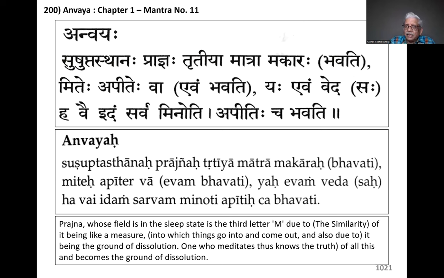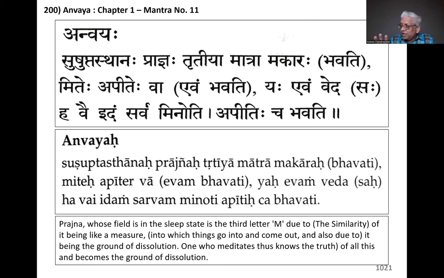This 11th mantra is compared to the Makara. That means in Omkara, A, U, M, the third letter M stands for the sleep state. In the sleep state, the individual is called what? Prajna. And the total is called what? The Devata, which controls that sleep state, is called Antaryami. That is the word which is used in the Upanishad. Antaryami, or Ishvara. The one who meditates on this Makara knows the resolution ground of the entire universe.